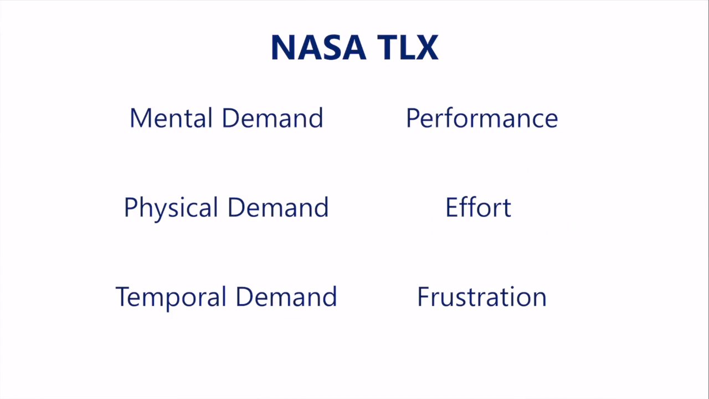The NASA TLX accounts for 6 different metrics that contribute to the overall difficulty of a task. The 6 constructs consist of 3 demands, which include the mental demand, the physical demand, and the temporal demand. Also, it consists of 3 stress sources: performance, effort, and frustration.